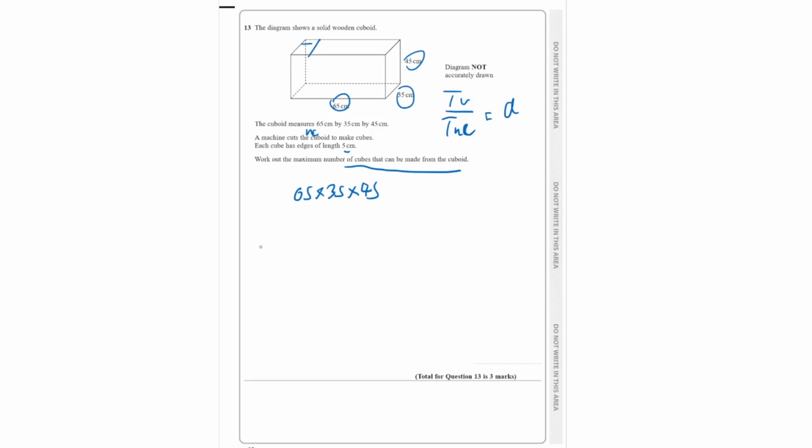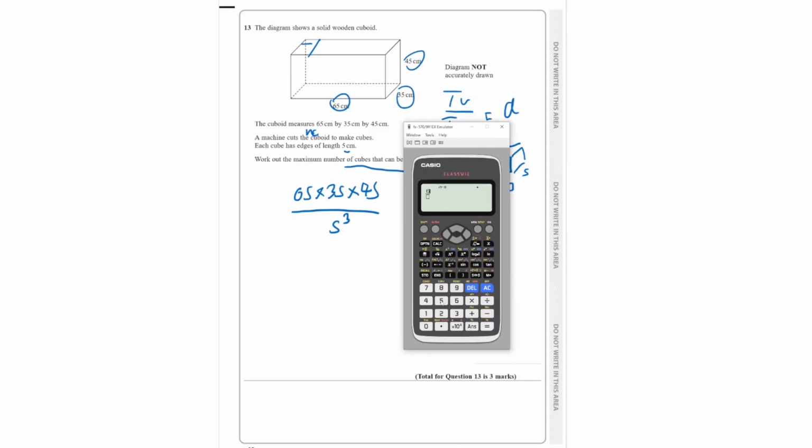The new cube has edges of length 5 centimeters. So what does this mean? This means that each length is 5, the height is 5, the width is 5. So 5 times 5 times 5 is simply 5 cubed. So we simply divide by 5 cubed, and we can put this into a calculator to find our answer. 65 times 35 times 45 divided by 5 cubed.